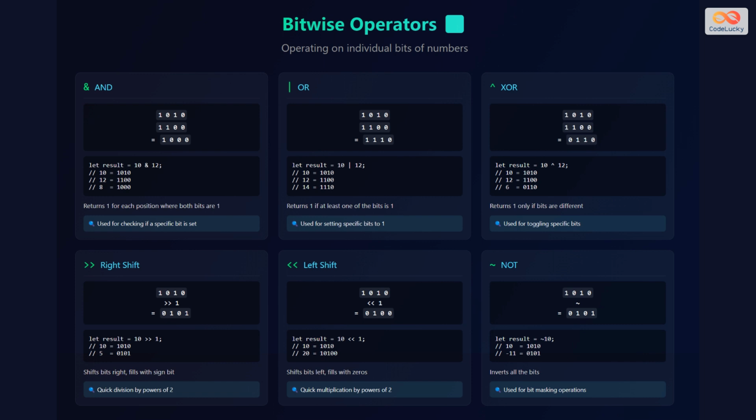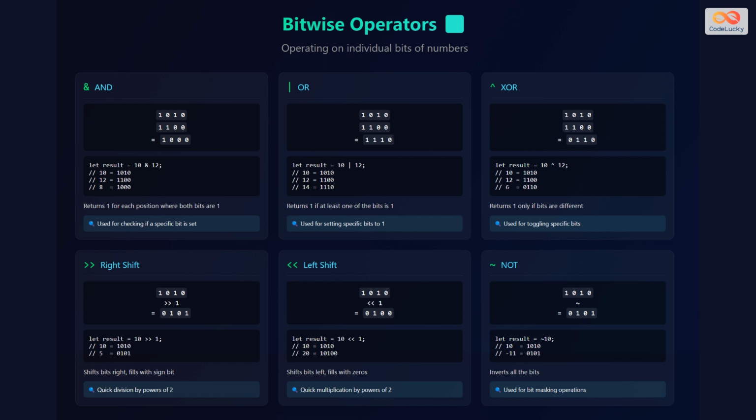The right shift operator shifts bits to the right, filling with the sign bit. For example, 10 right shift 1 is 5. 10 is 1010 in binary, right shift by 1 gives 0101, which is 5 in decimal. This is used for quick division by powers of 2.